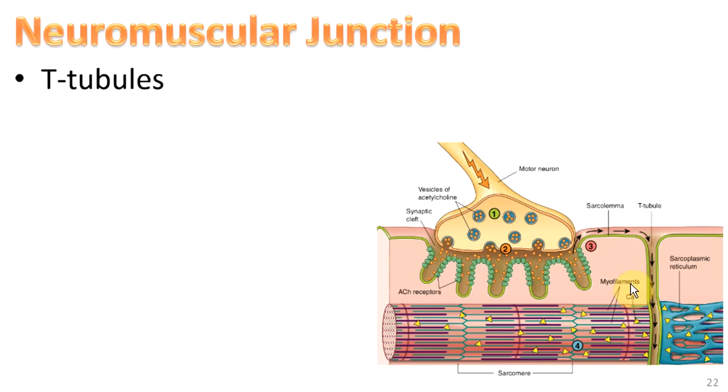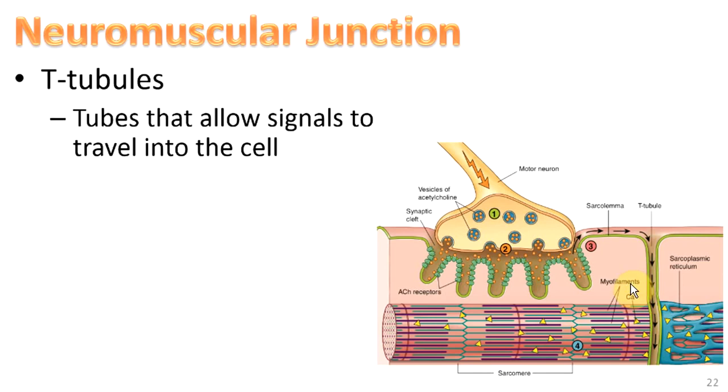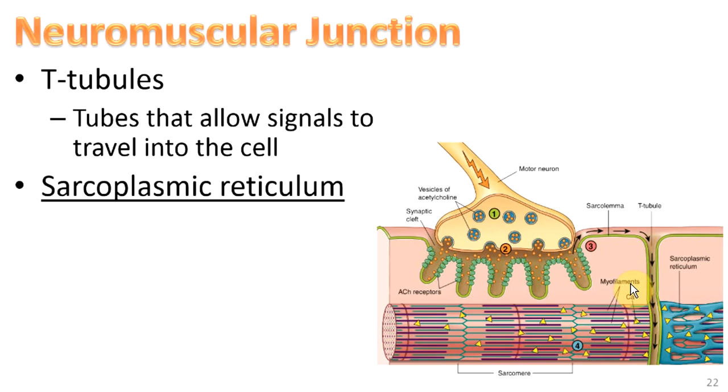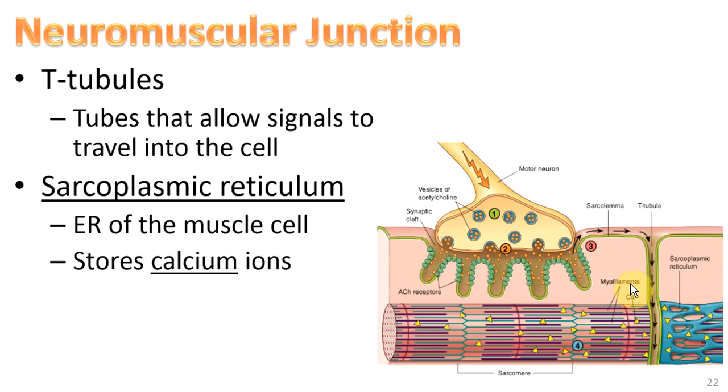So the T-tubules, as I said, were those tubules that bring the signal to the inside of the cell. We also have this thing that's semi-unique to a muscle fiber. It's called the sarcoplasmic reticulum. Now you know what the endoplasmic reticulum is. Well, this is the endoplasmic reticulum of the muscle cell. Now it doesn't serve the same purpose in a muscle cell as it does in our normal cells, I guess, if there was such a thing, but it's certainly not the generic cell that we talked about. What it does is it stores calcium ions.